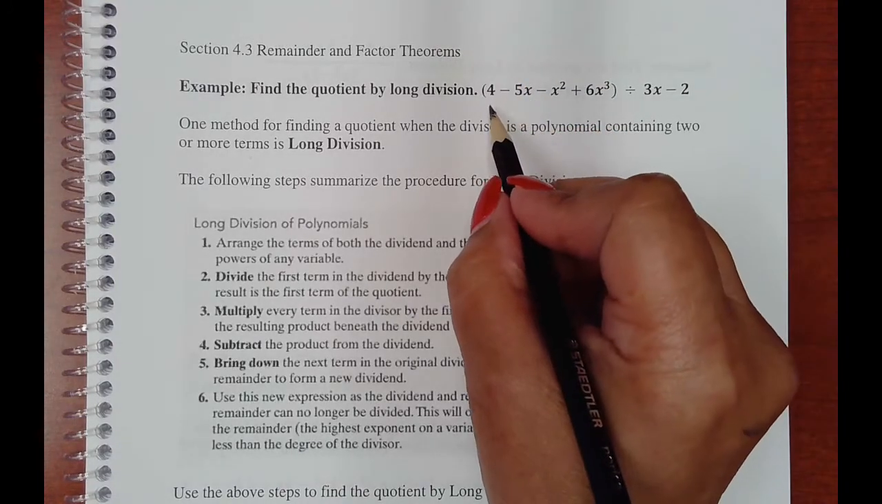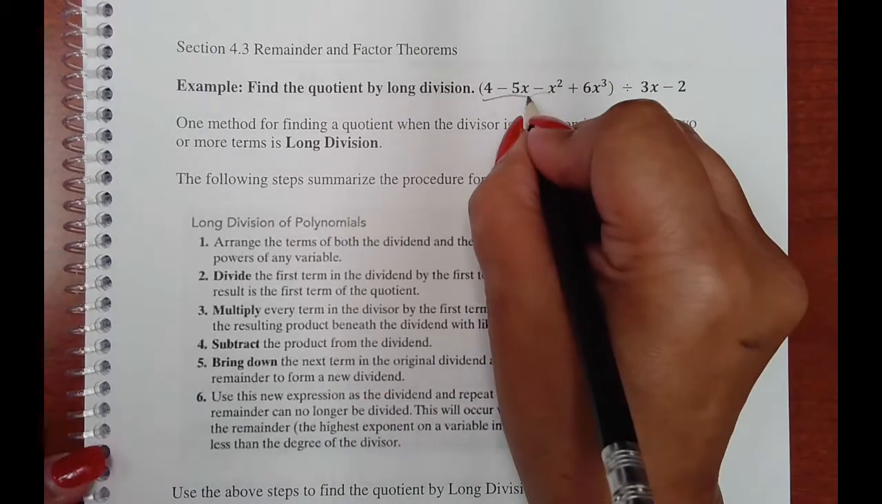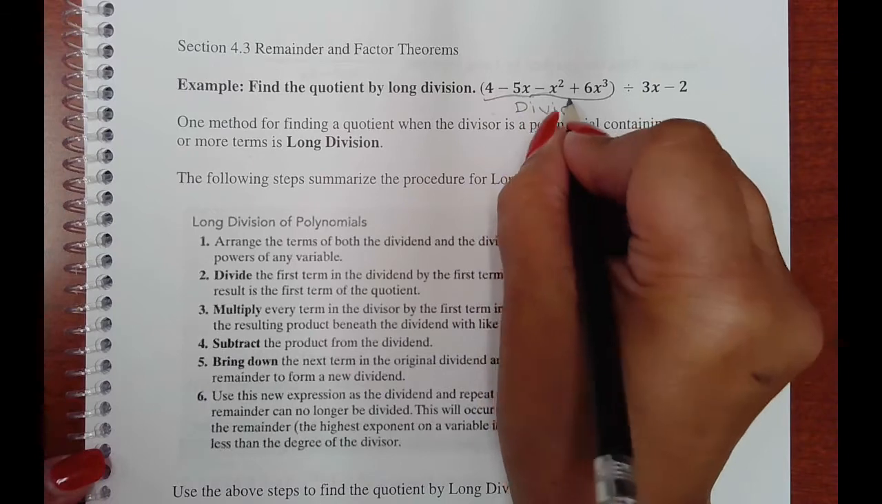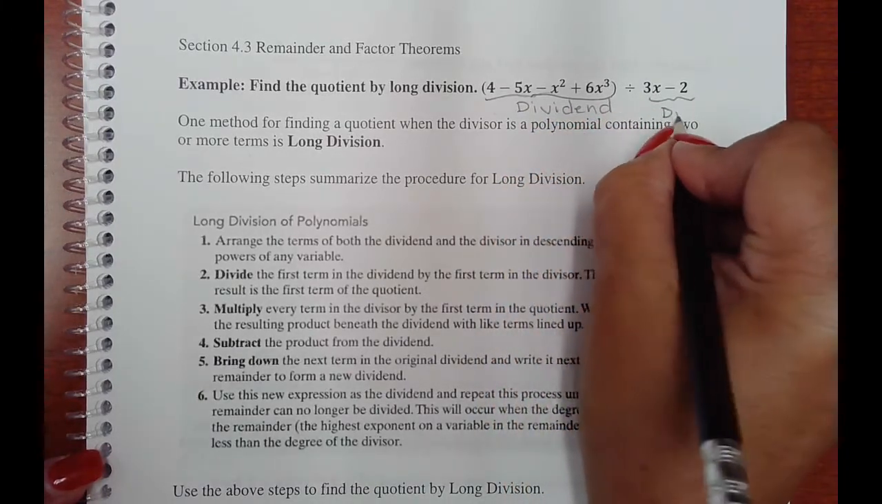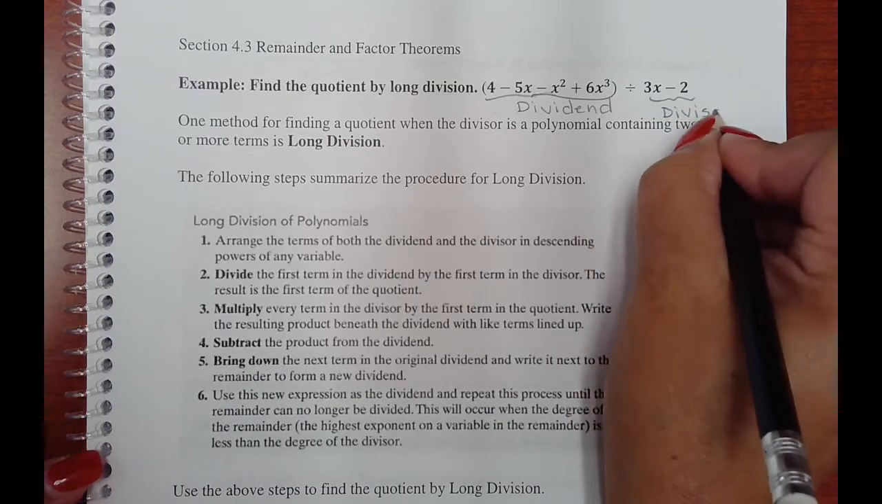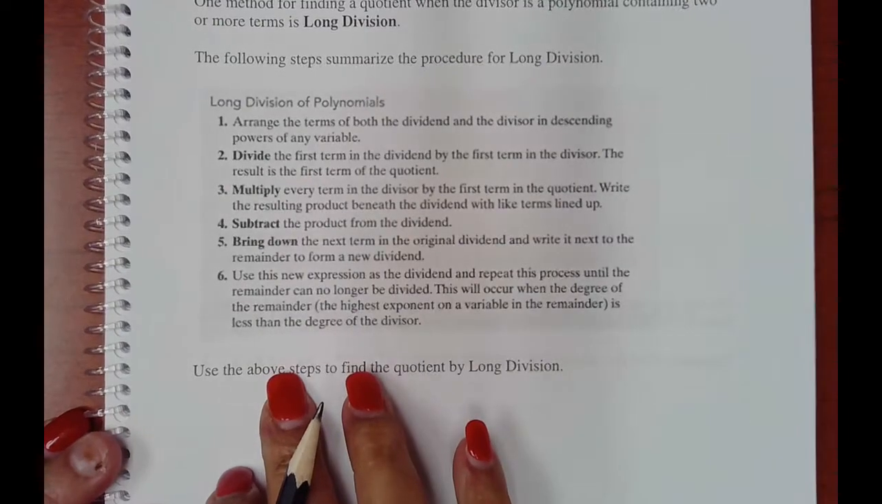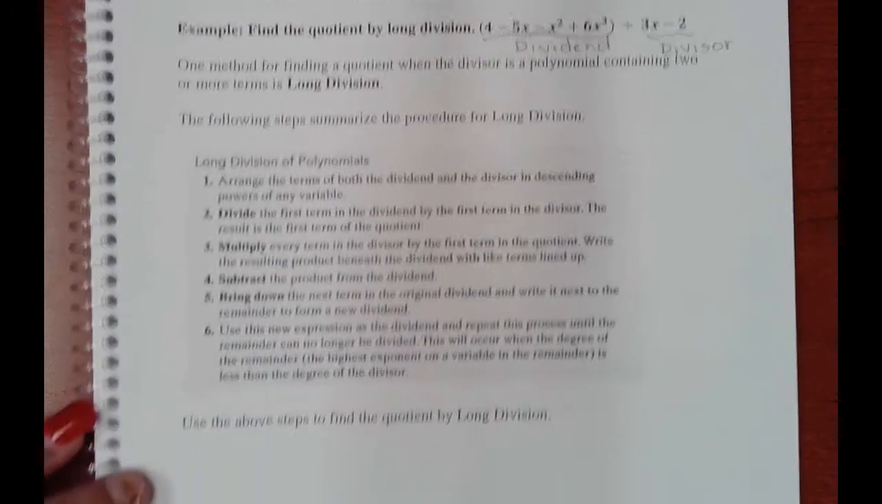First, we'll start with some terminology. This is called the dividend. This is called the divisor. And you're going to set up your long division. These steps are all typed out for you, but I'm going to give you my own take on how to do this.